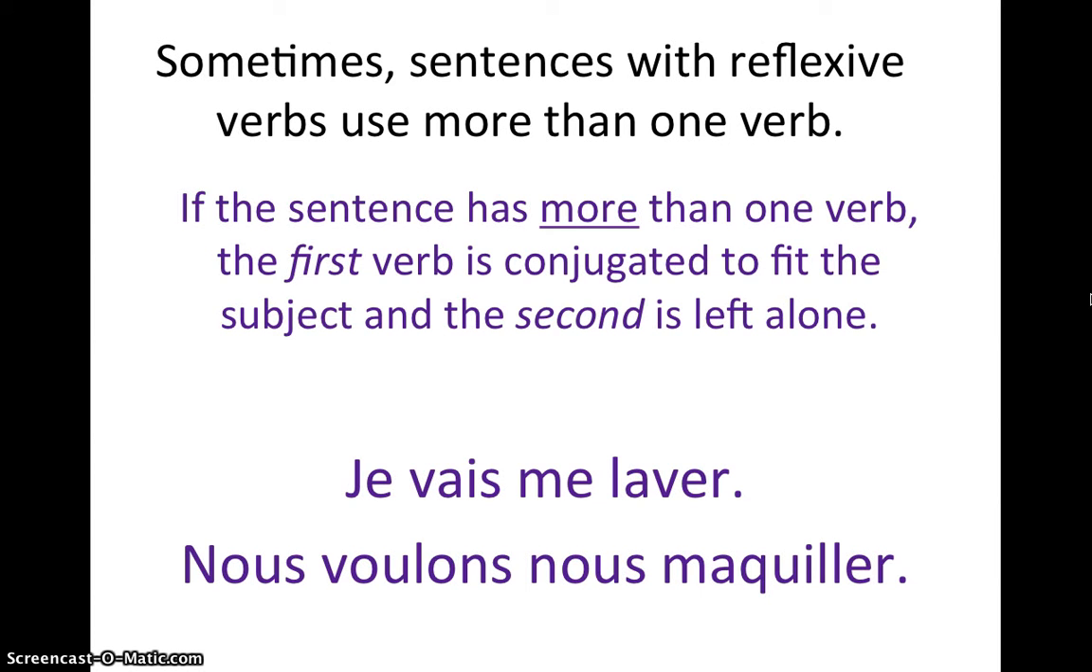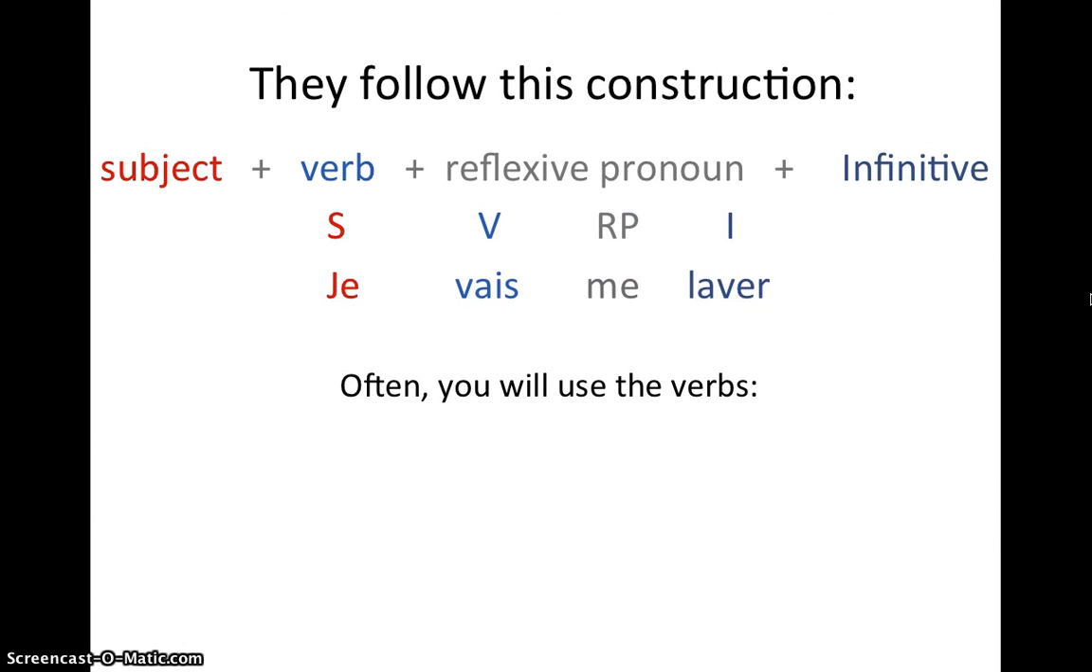So notice that aller is conjugated to be vais, and laver is left alone. Vouloir is conjugated as voulons. Maquiller is left in its infinitive form. So to make sentences with two verbs, we take the subject, the first verb, which is conjugated, the reflexive pronoun that matches the subject of the sentence, and then the second verb is in the infinitive.